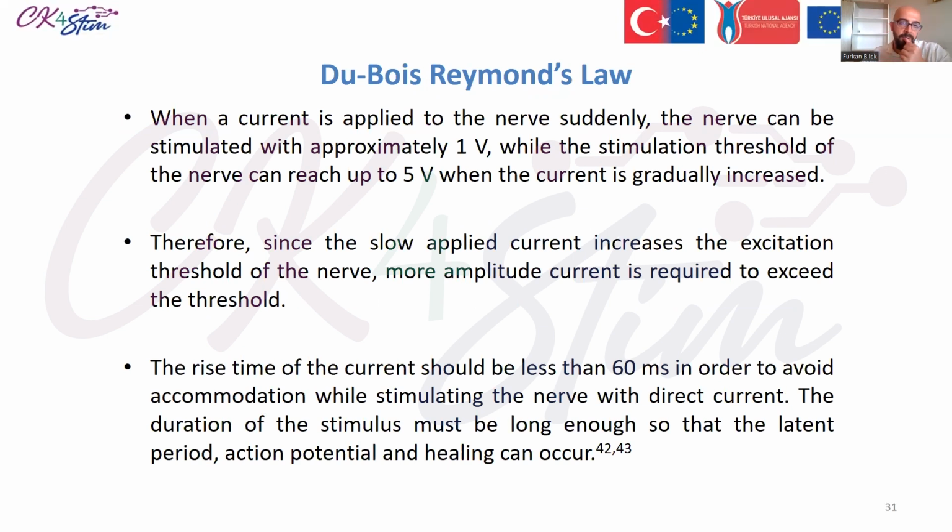According to the Du Bois-Reymond law, when the current is applied to a nerve suddenly, the nerve can be stimulated at approximately 1 volt, while the stimulation threshold of the nerve can reach up to 5 volts when the current is gradually increased. The rise time of the current should be less than 60 milliseconds in order to avoid accommodation while stimulating the nerve with direct current.